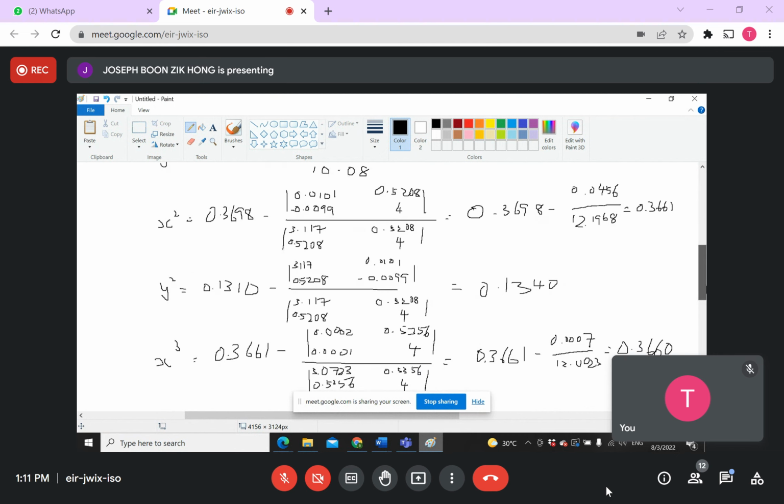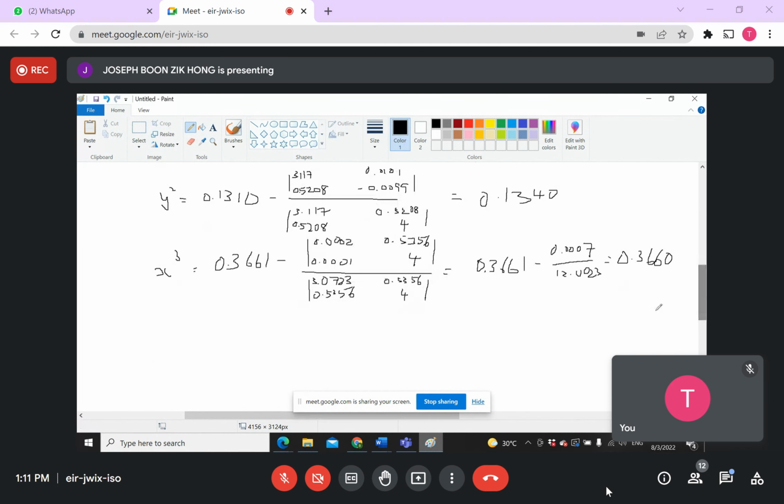Okay, so what we see, the difference is smaller than 0.001 already, but still depends on your y. You have to make sure both are less than 0.001 in order to stop.